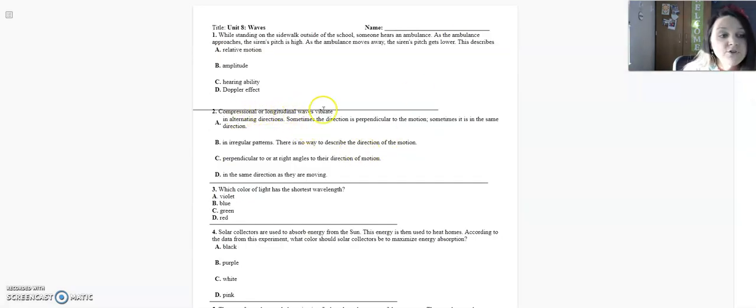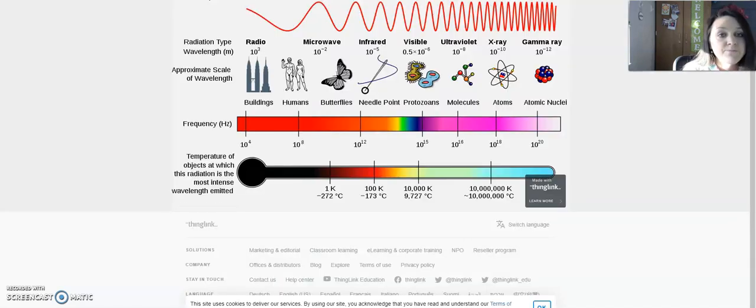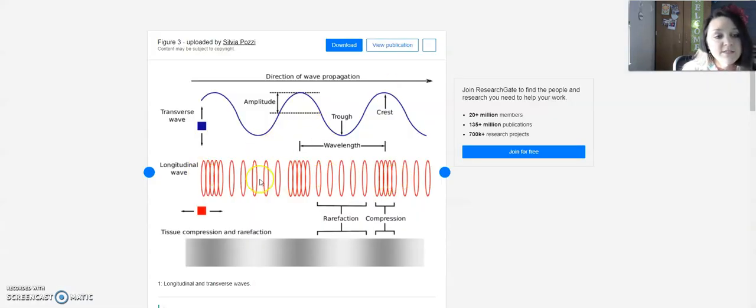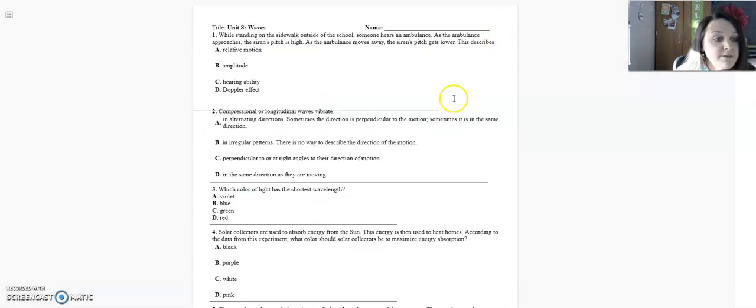Now, compressional and longitudinal waves. Remember, those look like this. These are your sound waves. They move left to right in the same direction, parallel with the direction of motion, because energy is going this way and the wave is going this way. So compressional or longitudinal waves go in the same direction of the energy. So they are in the same direction as the energy.